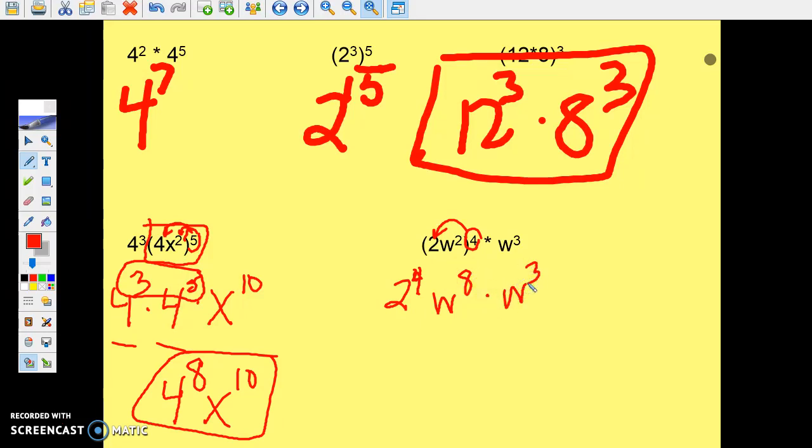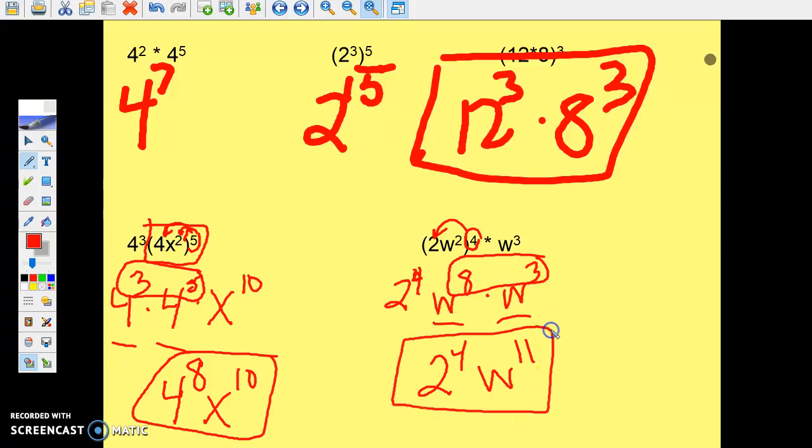Now I look, do I have any other bases of 2? No. Do I have any other bases of w? Yes, I have 2 bases of w. It's being multiplied, so that means I need to add my 2 exponents together, which results in w to the 11th. Because I have nothing to combine with 2 to the 4th, it stays as 2 to the 4th. So my answer in exponential form would be 2 to the 4th times w to the 11th power.